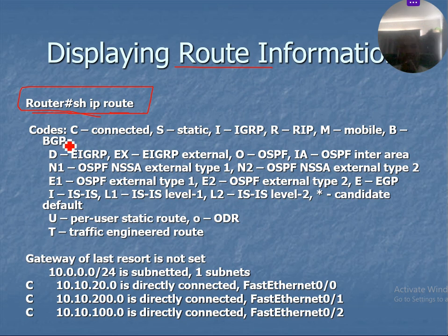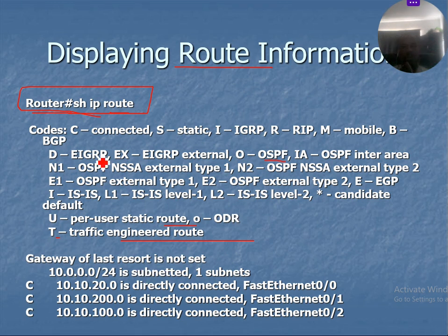It shows you all the routes. These are the codes: C for connected, S for static, and so on. It's telling you the possible routes. The Enhanced Interior Gateway Routing Protocol is there, and the Open Shortest Path First routing protocol is there. It's showing you every one of these routing protocols in the entire system, with their abbreviations and codes. T for traffic engineered route, U for per-user static route. So it shows you all the codes and their meanings.